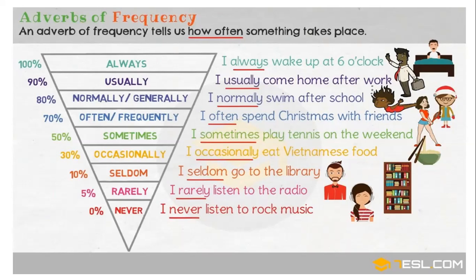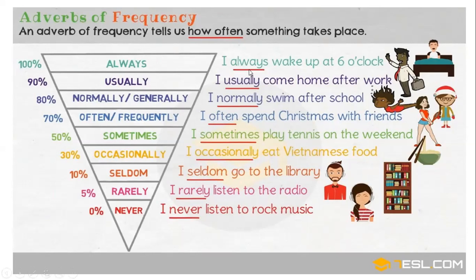So if you see here this pyramid, which is inverted, you see that we have never, 0% is the frequency adverb never, 5% rarely, 10% seldom, 30% occasionally, 50% sometimes, 70% often or frequently, 80% normally or generally. Normally and generally, they are synonyms. The same is often and frequently. And 90% is usually and 100% is always. So the percentage means the possibility that something occurs or takes place.